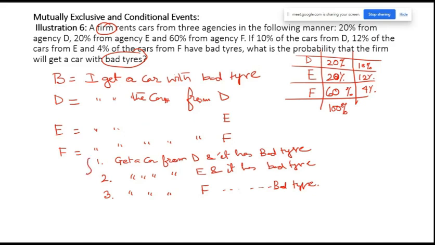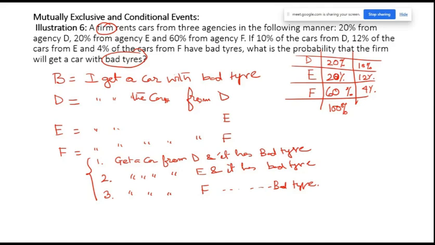Now you see, the chance of getting a bad tire. There are three mutually exclusive cases. Mutually exclusive means if one happens, the other will not happen. So I will get my car either from agency D or from agency E or from agency F. That means I cannot get it simultaneously from D and E and F. Either D or E or F, any one of them, because I want only one car. So that's why these three events are mutually exclusive.